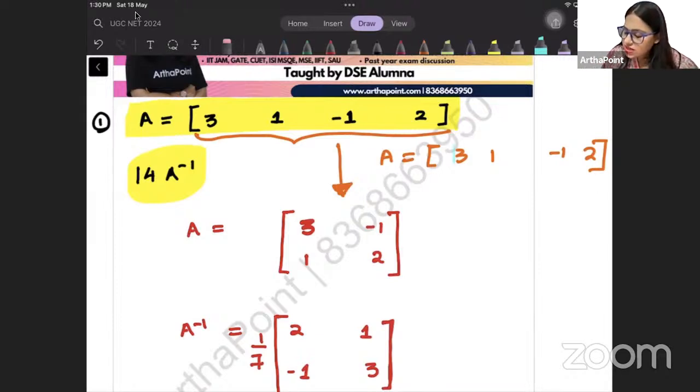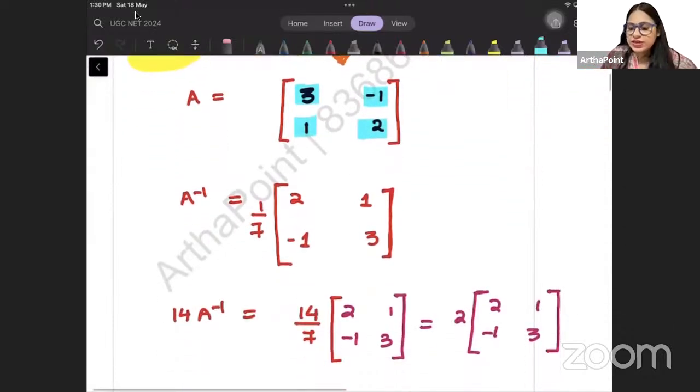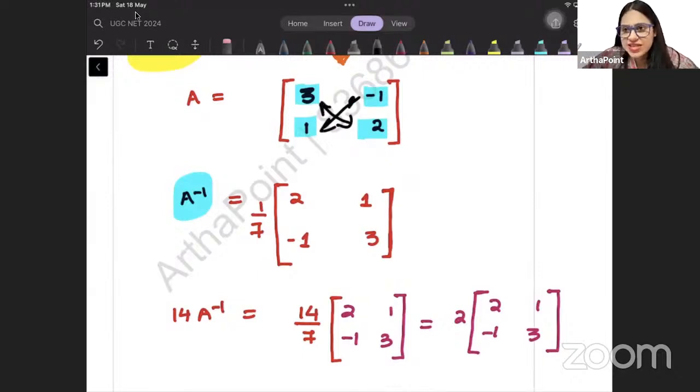What I have considered now is this as my first column, so I've written this as 3, 1. Then I have considered this as my second column, and I've written this as -1 and 2. Now I need to find the inverse of this matrix. We know that whenever we find the inverse, these two change their positions and these two change their sign. So I have changed the position of these two and the sign of these two. And then 1 by the determinant of A comes here to find the inverse.